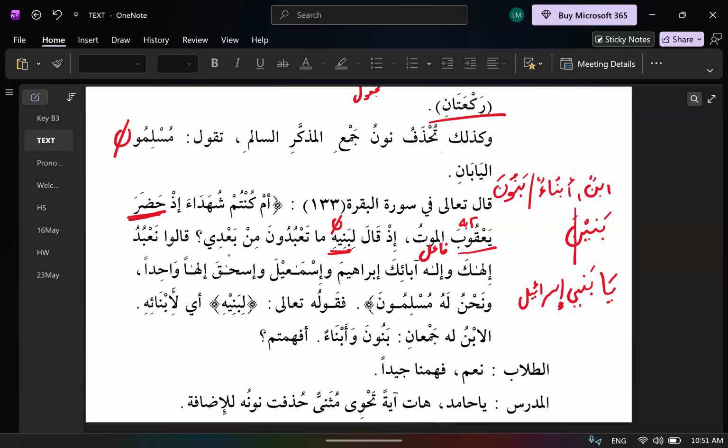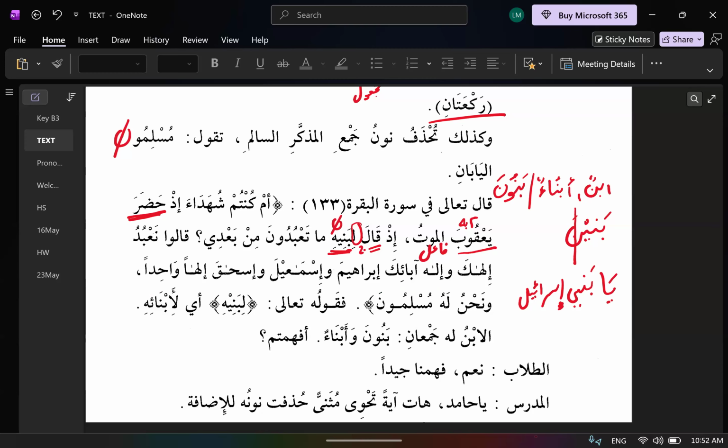Who will you worship? And the li here, is it harf jar, or is it for amr, lam amr? Lam al-amr only comes before a verb, not before a noun. Plus, qala means he said, and whoever you are saying to will come with the harf jar li. So I will say kultu lakum, I said to all of you. Idh qala li banihi, when he said to his sons, ma ta'buduna min ba'di, who will you worship after me? Qalu na'budu ilahaka wa ilaha abaika Ibrahima wa Isma'ila wa Ishaqa ilahan wahidan wa nahnu lahu muslimun.